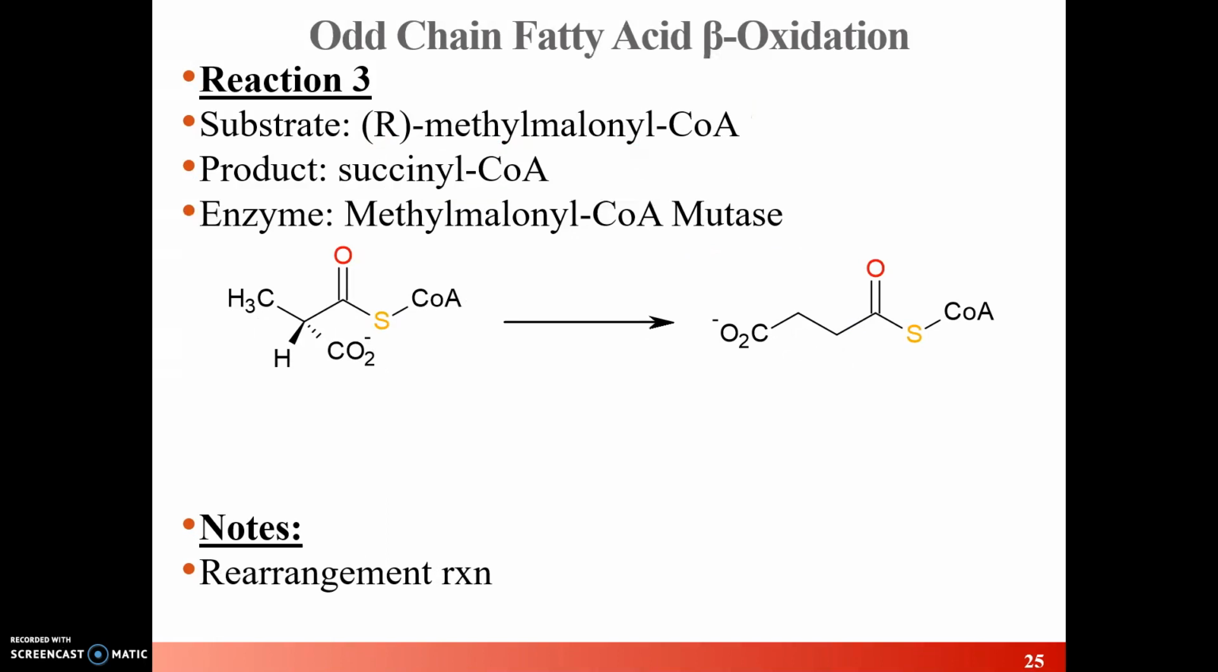Reaction 3, methylmalonyl-CoA to succinyl-CoA. This is what I already showed you a couple slides ago. Okay. And you should recognize succinyl-CoA. That was in the citric acid cycle last semester.